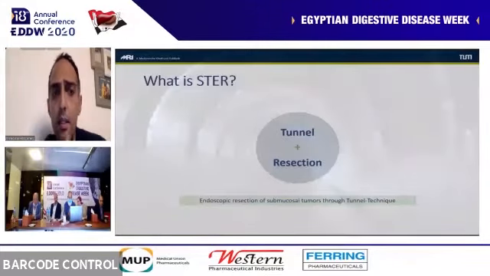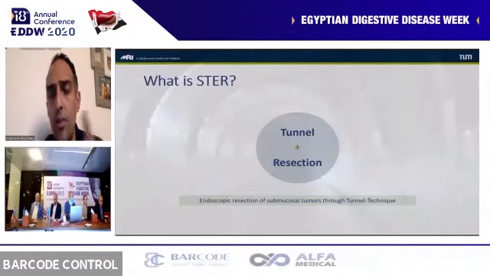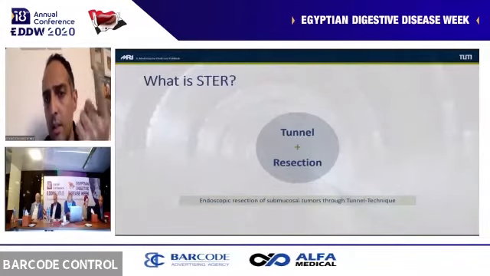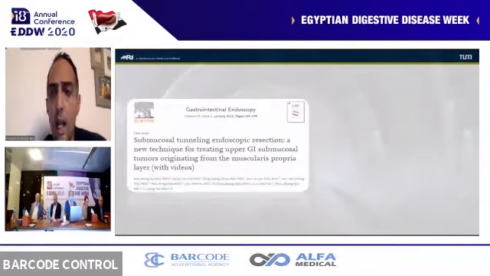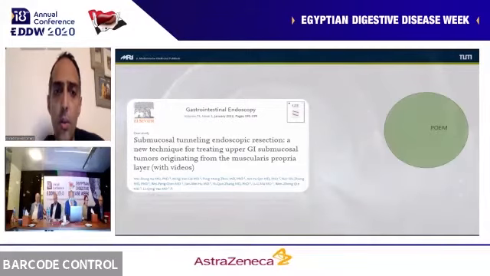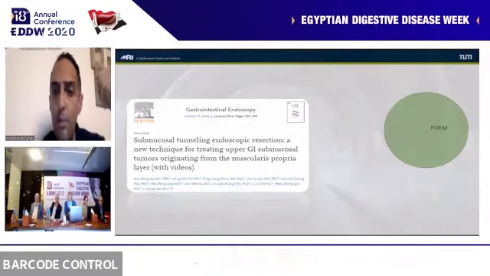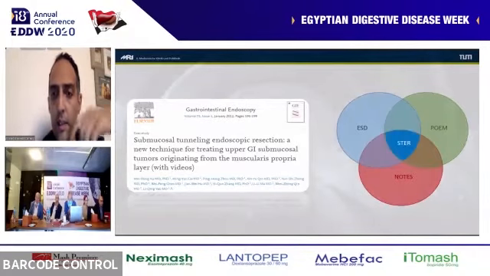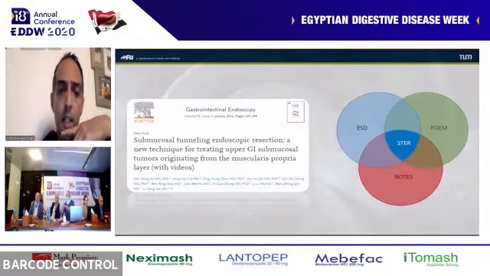STIR is submucosal tunneling endoscopic resection. As I said, it is a technique to remove submucosal tumors using two techniques combined together. The first one is tunneling, and the second one is resection. How did it start, this technique? The first publication from a case series came from this Chinese group in 2012, who combined the theory of POEM, ESD, and NOTES together to make this technique. So it's a combination of three techniques actually.